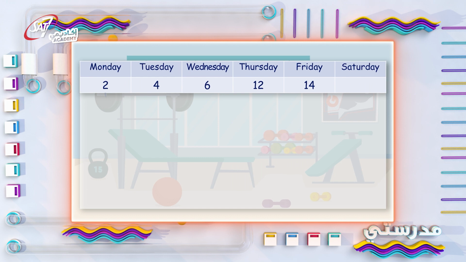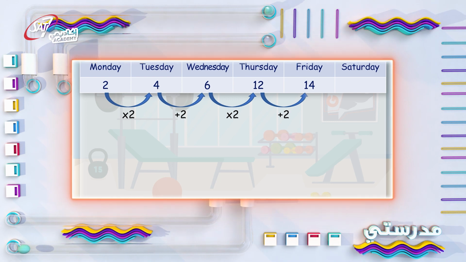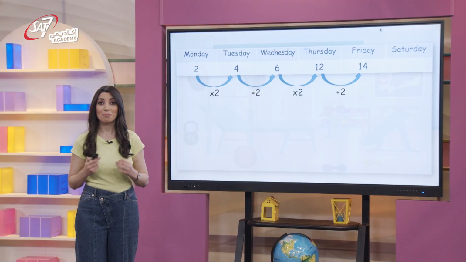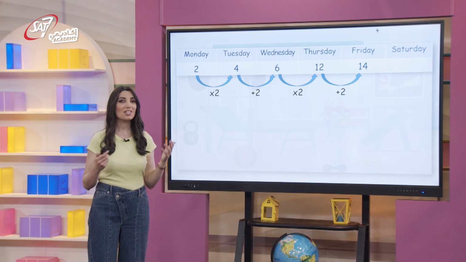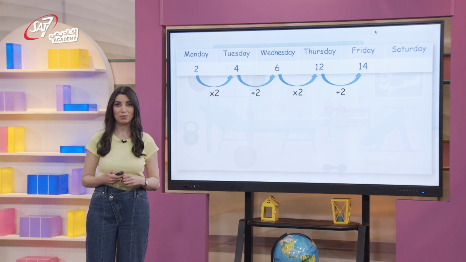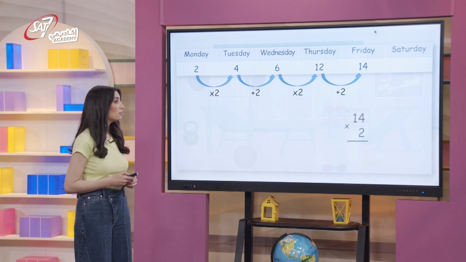Did you guess the rule? 2 multiplied by 2 also makes a 4. 4 plus 2 equals 6. 6 times 2 is 12, and 12 plus 2 is 14. So our rule is multiply by 2, then add 2. What is the next number in this pattern? We must multiply 14 by 2.